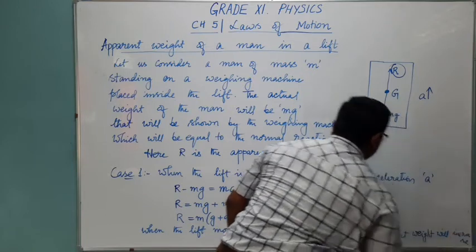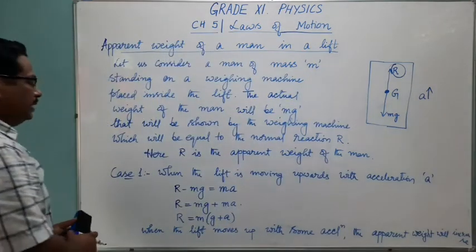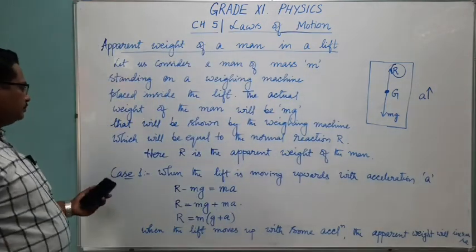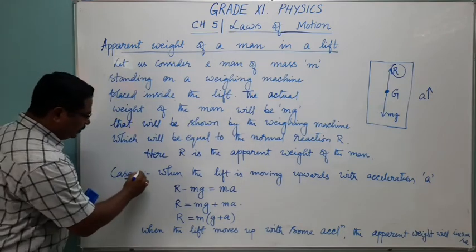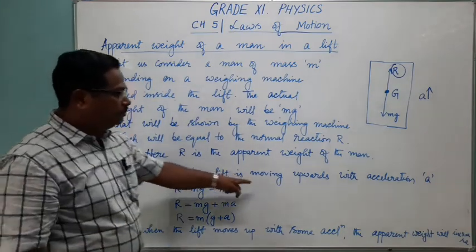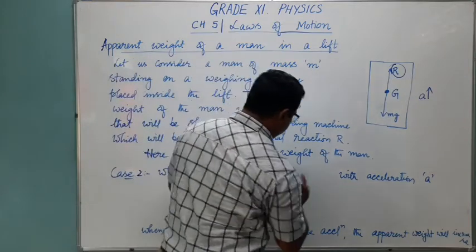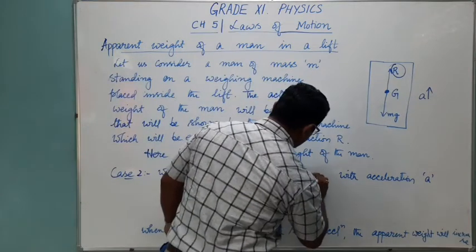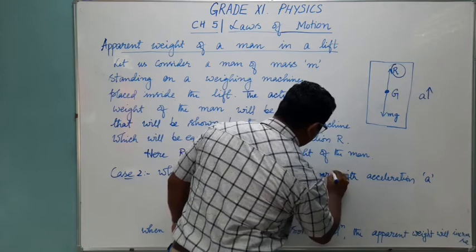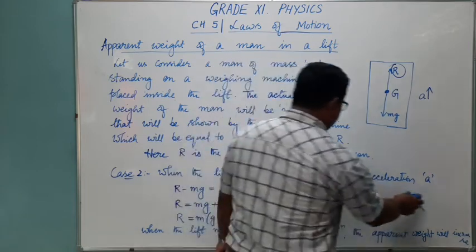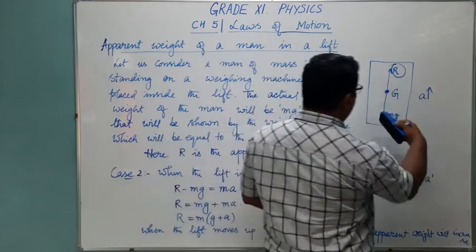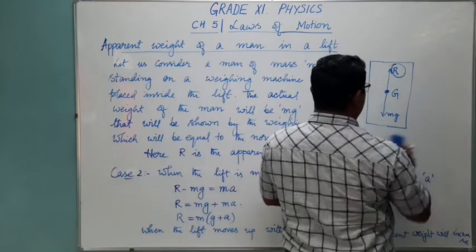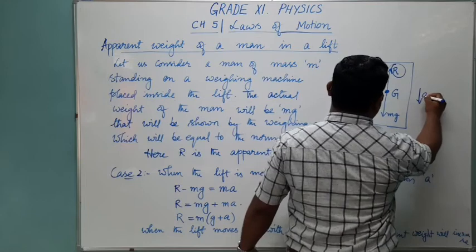The apparent weight will increase. Now let us see the second condition. Case 2: when the lift is moving downwards with acceleration a, then what happens? Let us see. You will redraw the diagram, but this time acceleration is not upside, it is downside.